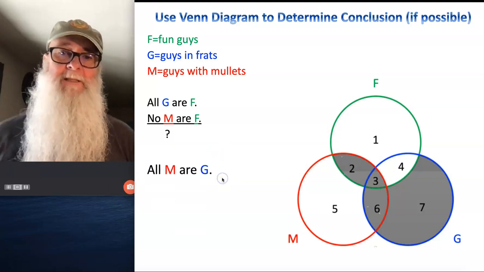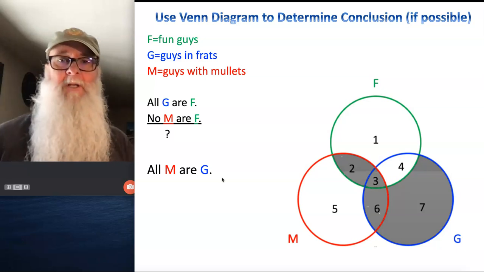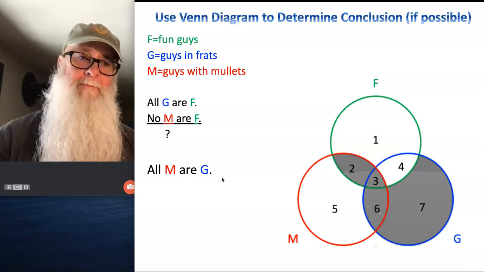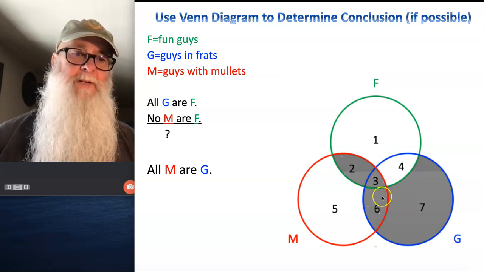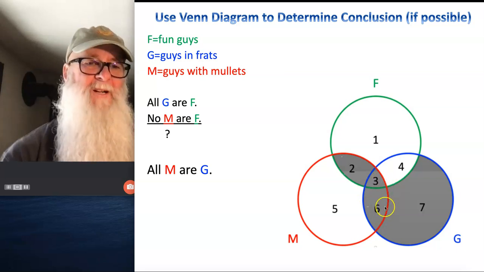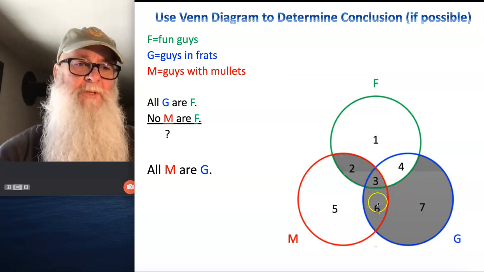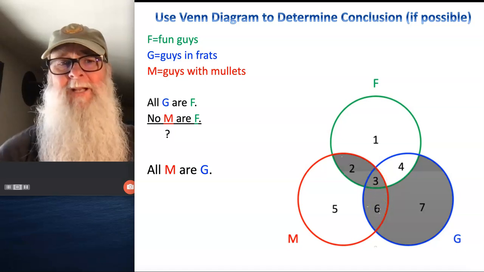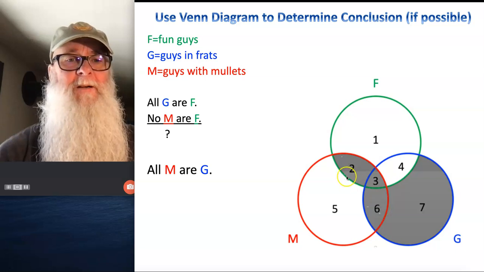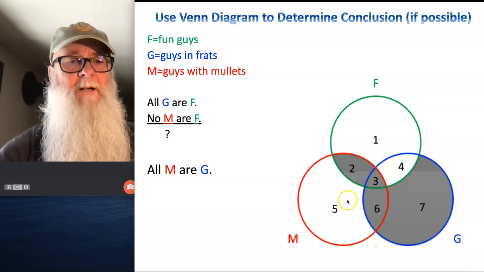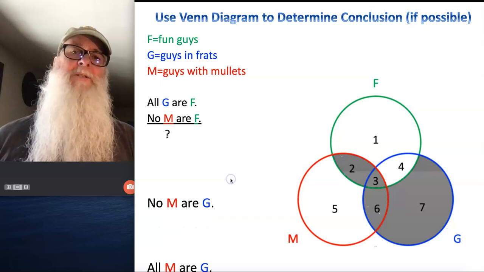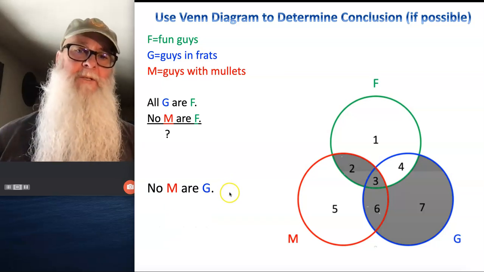For example, does this diagram show the statement all M are G? Are all the M's also G in this Venn diagram? And we'd say, well, no, actually. If any M's were G's, they'd be right here in areas 3 and 6, and the lights are off in 3 and 6, so there's nothing there. In fact, all the M's are over here in area 5, and that's outside the G circle. So this Venn diagram does not show the statement all M are G.